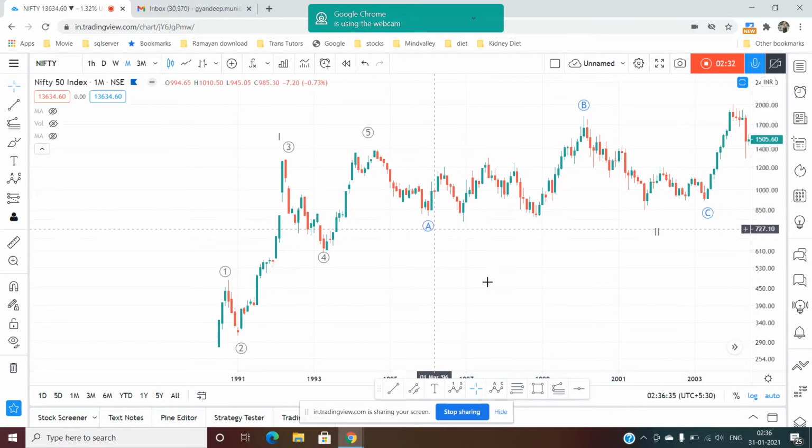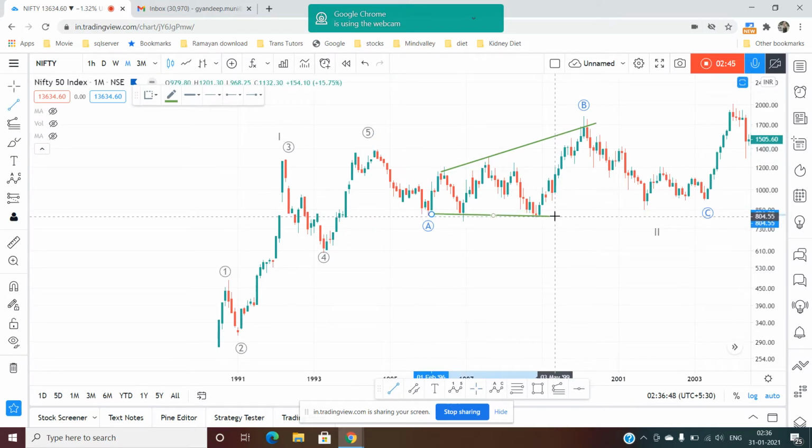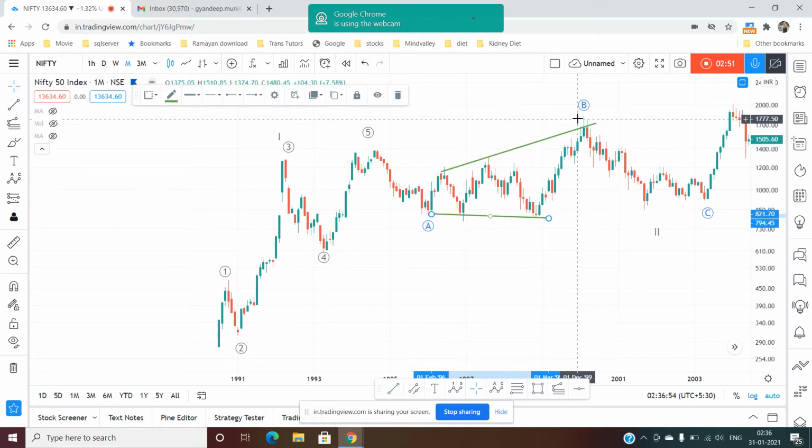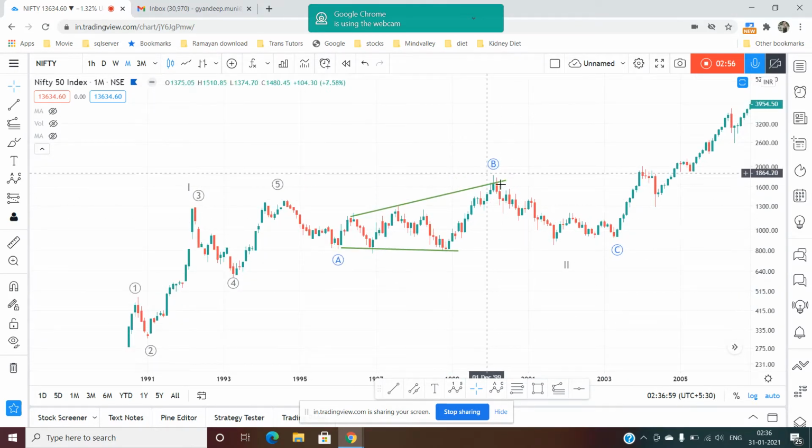Now you can see this particular B wave. This is a triangular formation. So A, B, C, D, E, and then there is the C wave. The C wave is 1, 2, 3, 4, and 5.